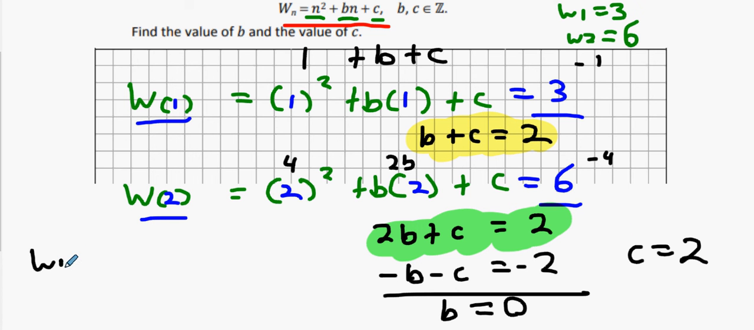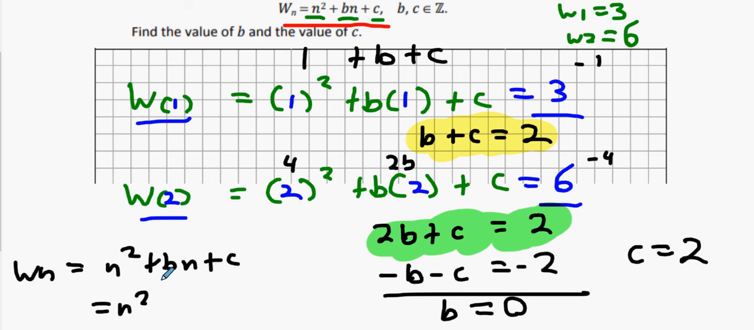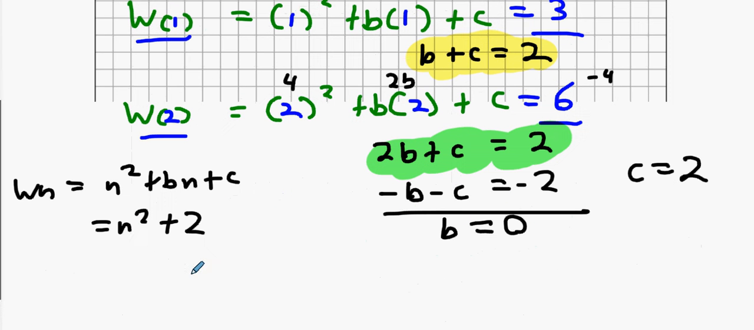Okay? What's the actual formula? Anybody know? N squared plus bn plus c. So it's n squared. Now what happens to b? Bn? It's 0, isn't it? Because b is 0, and then c. Would everybody be happy with the answer? N squared plus 2. Any way of checking your answer?